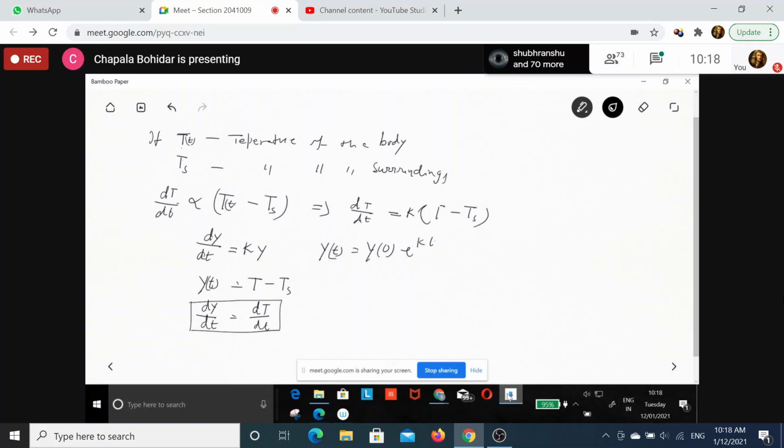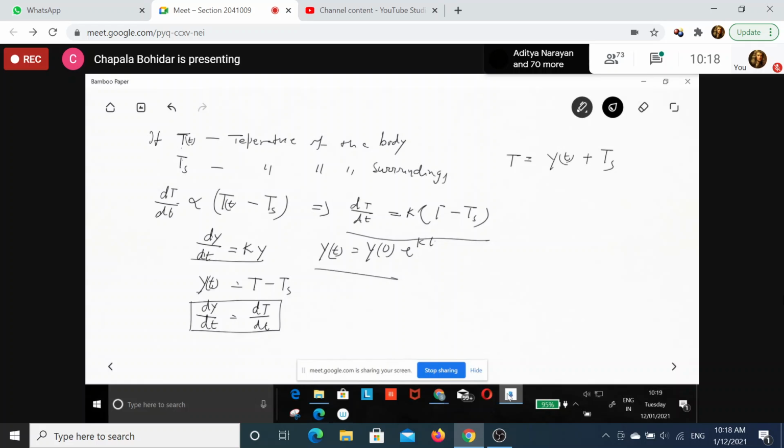So here is Newton's law of cooling. Our formula is this one. Here I am writing y(t) is equal to T minus Ts, or we can write T is equal to y(t) plus Ts. Then we solve our problem. Now I'm going to solve the first example, then I'll solve the problems of your book. You want to write down the question?